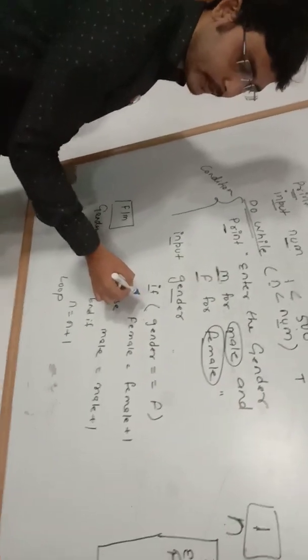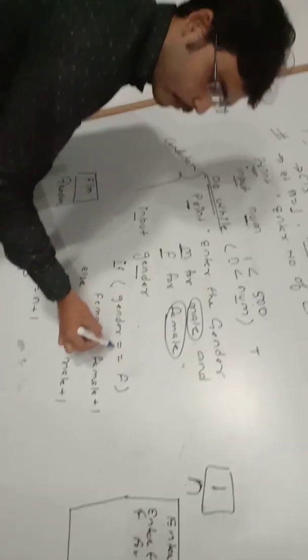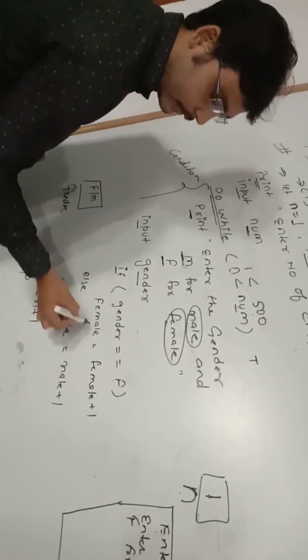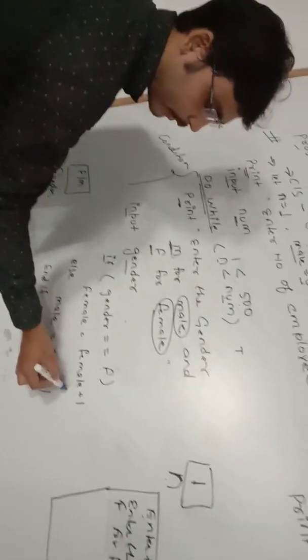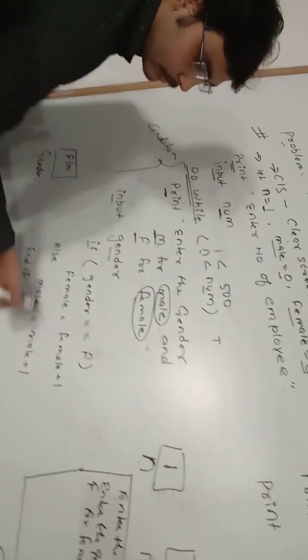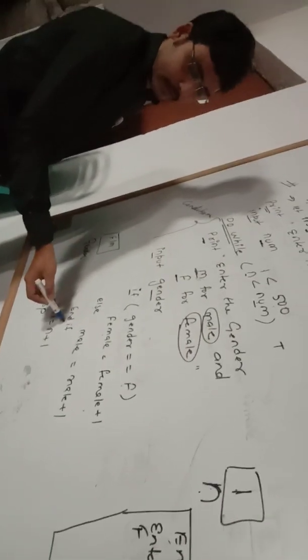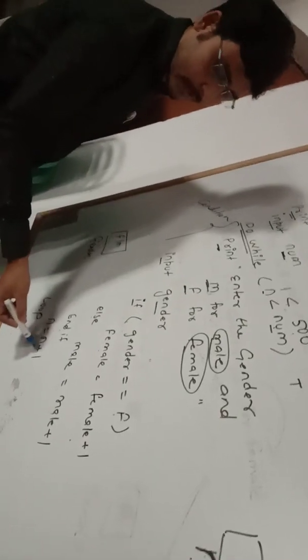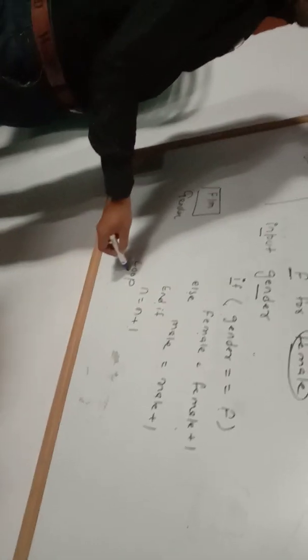Here I use the if condition. If gender equal to female, then the value of female will be increased by 1. Else case, male will be increased by 1. It is only the two conditions: either the female will increase or the male will increase. The if condition ends, then n is equal to n plus 1 and the loop will complete.